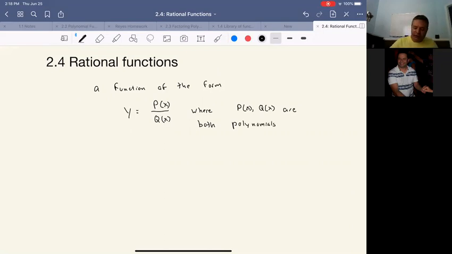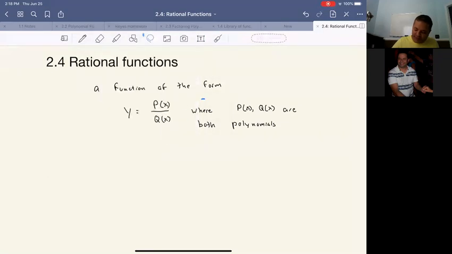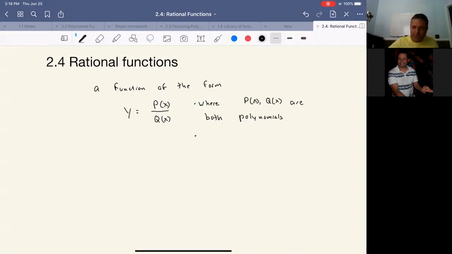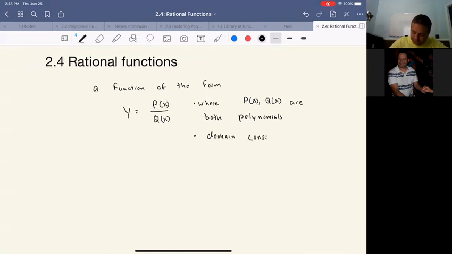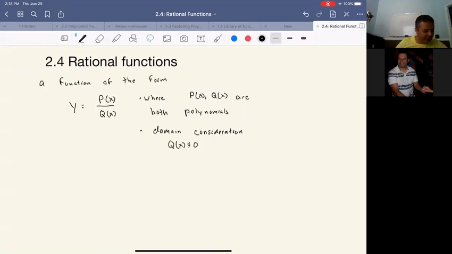Okay, now here we do have a little bit of things to consider when it comes to domain. So the domain consideration is that q of x cannot equal 0. Okay, so that is our domain consideration for rational functions. All right, let's go ahead and start with a few examples.